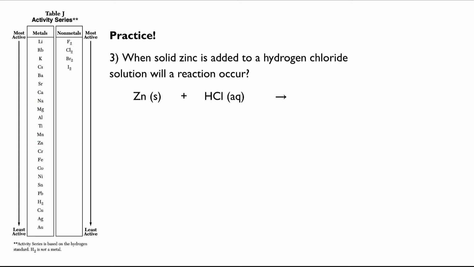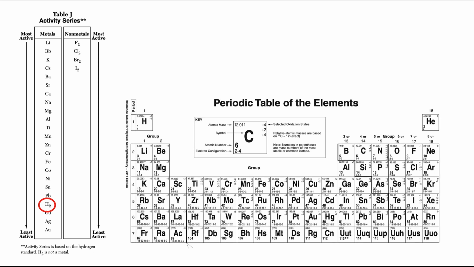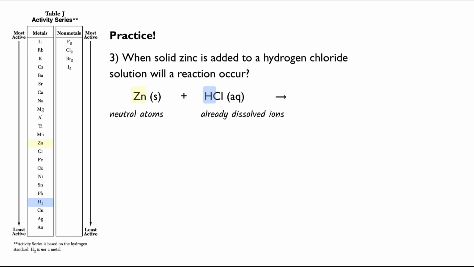Number 3, solid zinc added to hydrogen chloride, will a reaction occur? Quick note that hydrogen is not a metal. H2 as a gas can sometimes behave the same way that metals do in the activity series, which is why it is placed there. When hydrogen is by itself at the end of a single replacement reaction, it leaves the reaction as a gas with the formula H2. So hydrogen is not a metal. It is a non-metal. It's kind of found in that strange place on the periodic table up at the top left, but it is on the activity series there.